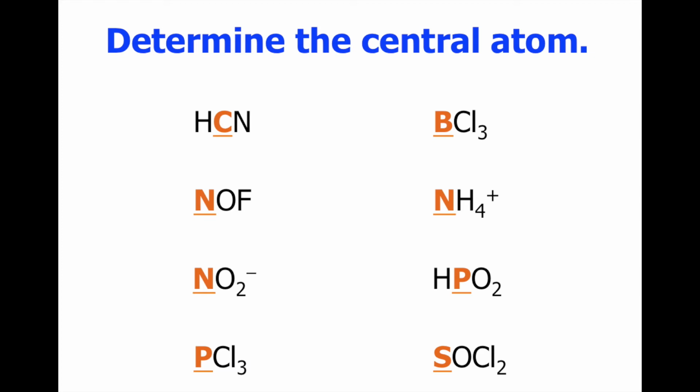For the ammonium ion, NH4+, we know that hydrogen can never be a central atom, so my only candidate is nitrogen. For HPO2, hydrogen can never be a central atom. Oxygen is among my 5 most electronegative atoms, therefore I know that phosphorus will be my best candidate for the central atom. SOCl2, I know that both oxygen and chlorine are among the 5 most electronegative elements on the periodic table, making sulfur my best candidate for a central atom.